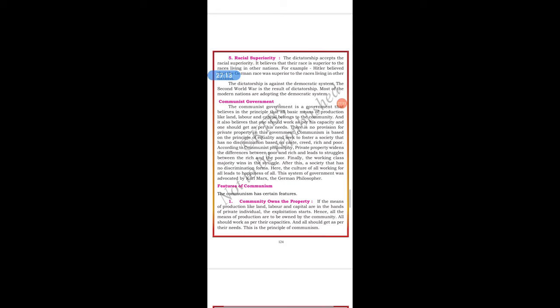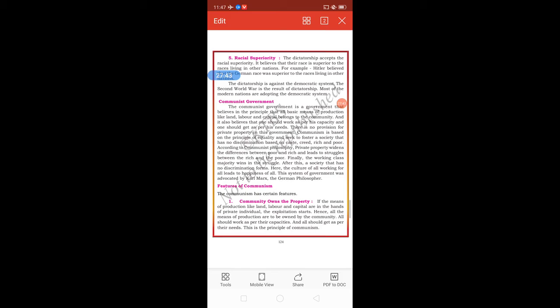Students, according to the communist government, they do not make any discrimination between rich and poor. They all have to work for the community. Whatever they are earning, they have to earn for the community. So they will not give permission for private business and all. If they give it, there will be discrimination. Because of that, they will not allow it. This government system was advocated by Karl Marx, the German philosopher.